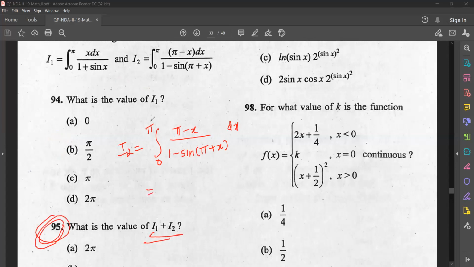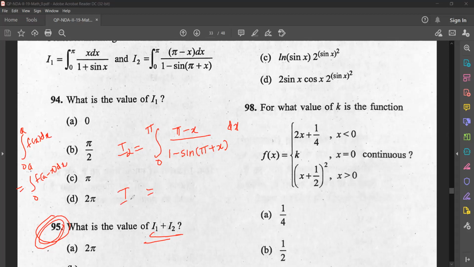Okay, 0 to pi, x. So shall we apply the same rule here also? What is the rule that we applied in the last question? Integral 0 to a f of x dx is equal to integral 0 to a f of a minus x dx, isn't it? So apply the same rule over here.